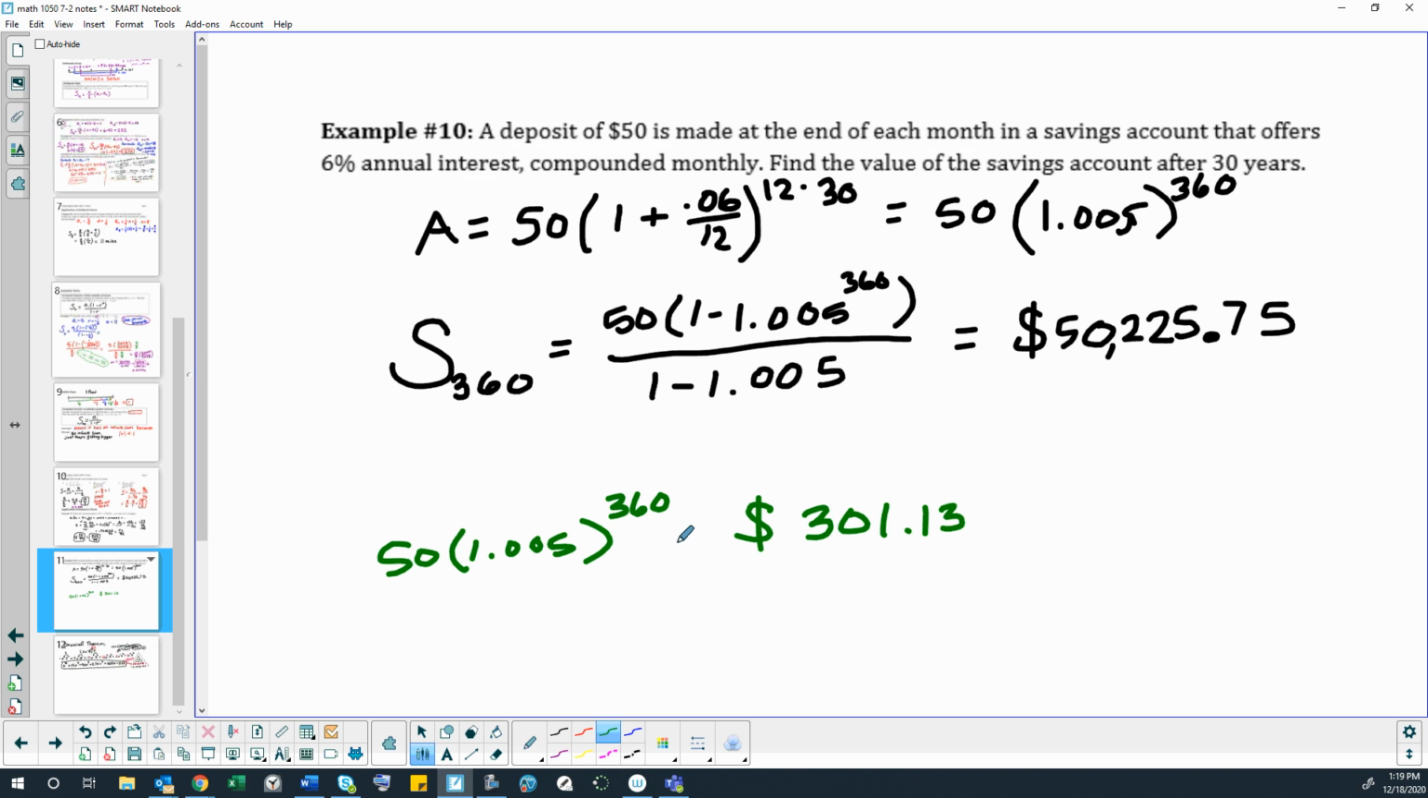$301.13. So basically you would turn your $50 into $301 over 30 years. Now this one, because you're doing $50 a month, it would be $50 per month for 30 years. So without interest, that means you would just be saving on your own $18,000.